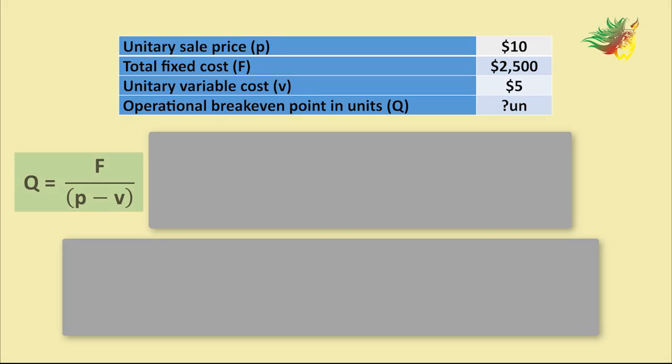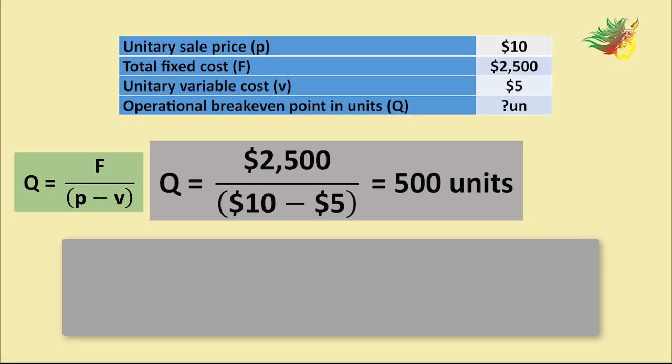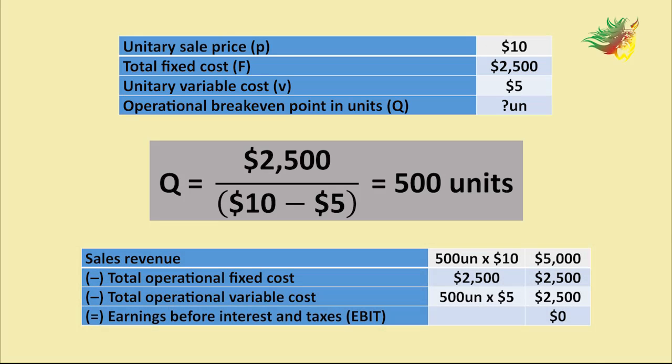Applying this equation and substituting these values, we can calculate the operational break-even point for 500 units, as you can see. Let me ask you, are you sure that 500 units is in fact the break-even point? Will selling 500 units generate sufficient revenue to cover all costs, result in an EBIT equal to 0? Let's confirm this.